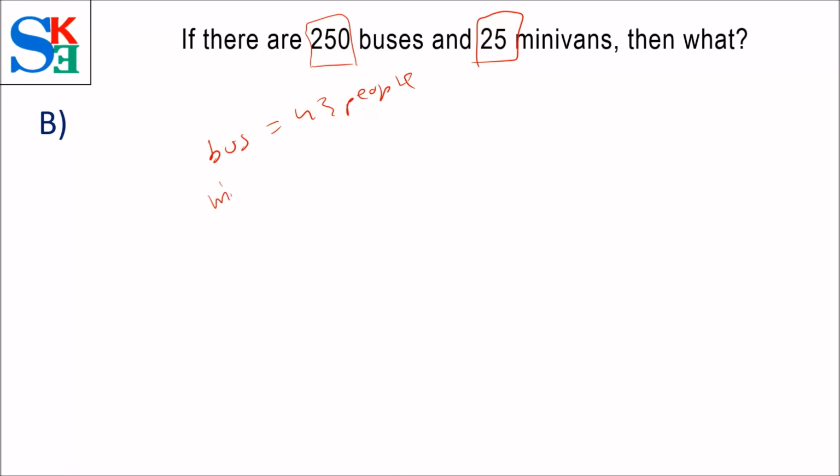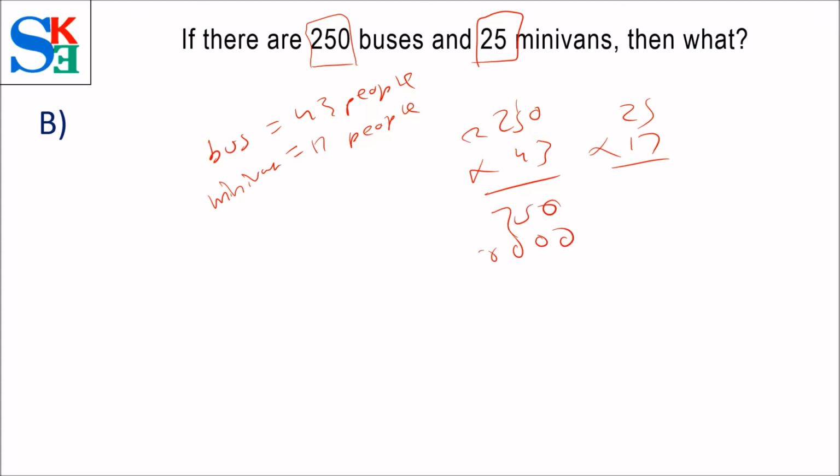And one minivan is equal to 17 people. Now it's asking in reverse. What if there are 250 buses? That means 250 multiplied by 43 and 25 multiplied by 17. Okay, so it may seem like it's the same answer, but it is not. Let's see how.